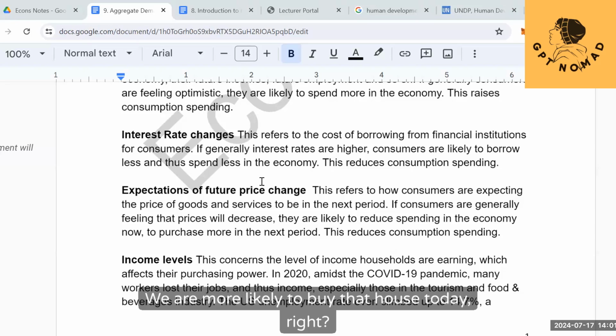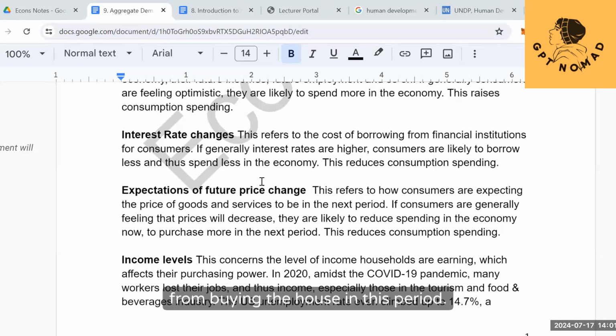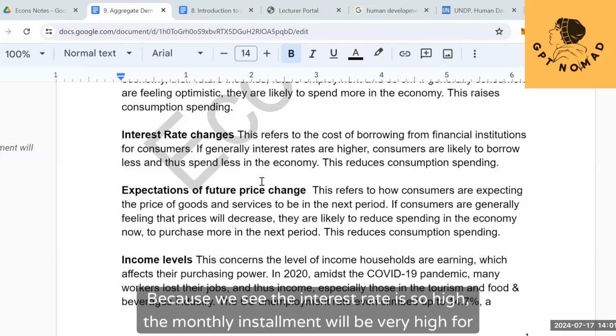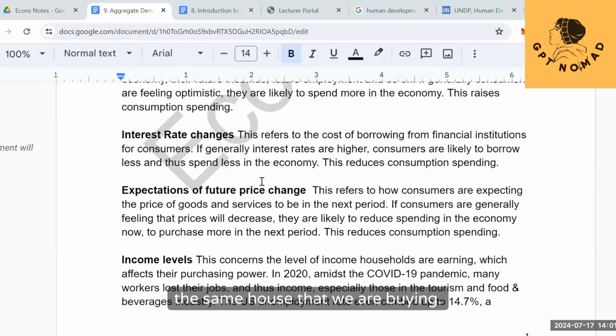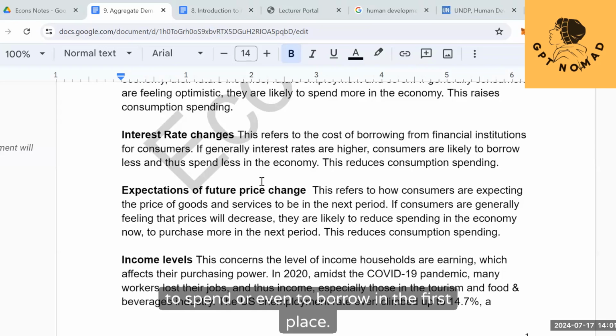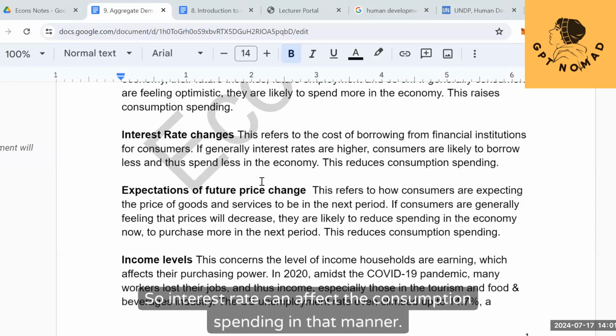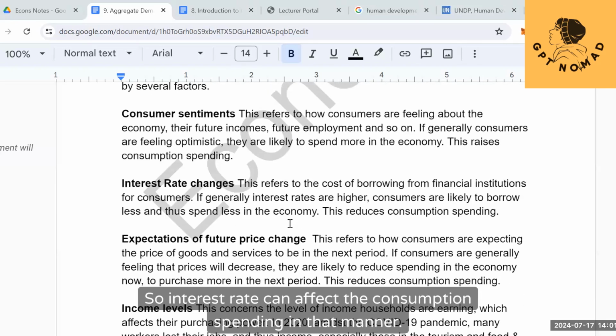Then we are more likely to buy that house today, right? Because the monthly installment is likely to be lower. On the other hand, if the interest rates are way too high, then it may deter us from buying a house in this period, because the monthly installment will be very high for the same house that we are buying, right? So you are paying more to the bank. It makes you less willing to spend or even to borrow in the first place. Okay, so if we don't borrow, we don't spend. But if we borrow more because of the cheaper interest, then we are likely to spend more as well. So interest rate can affect the consumption spending in that manner.